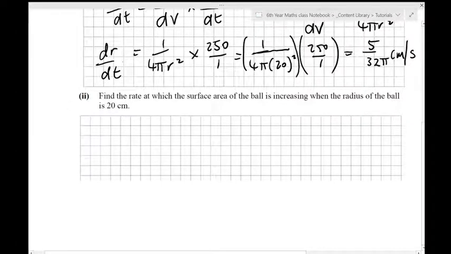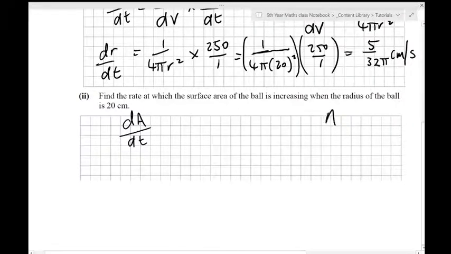Okay, we're here in question 7a part 2. Find the rate at which the surface area of the ball is increasing when the radius of the ball is 20. So we're looking for the rate at which the surface area is increasing with respect to time again. So dA/dt. From the previous part, we found dr/dt. So we need something else with A in it.